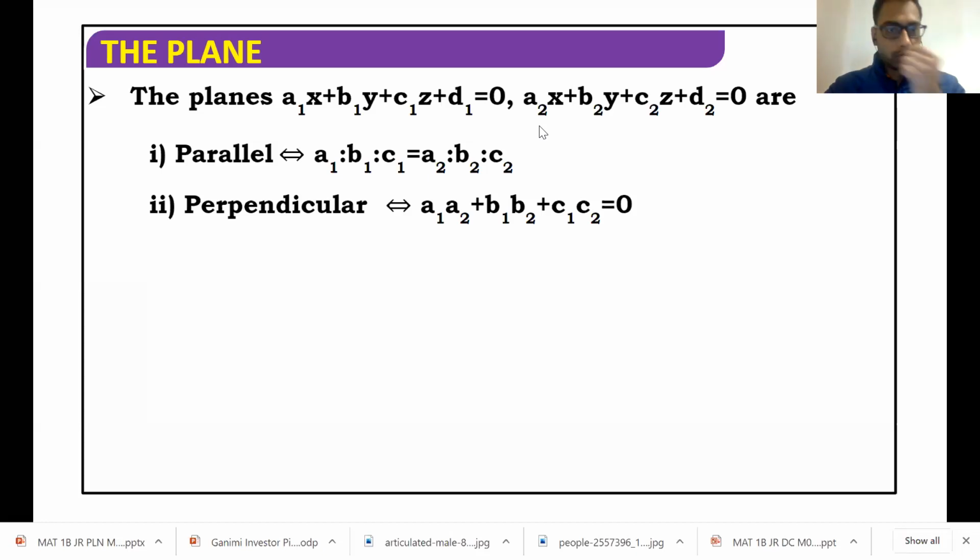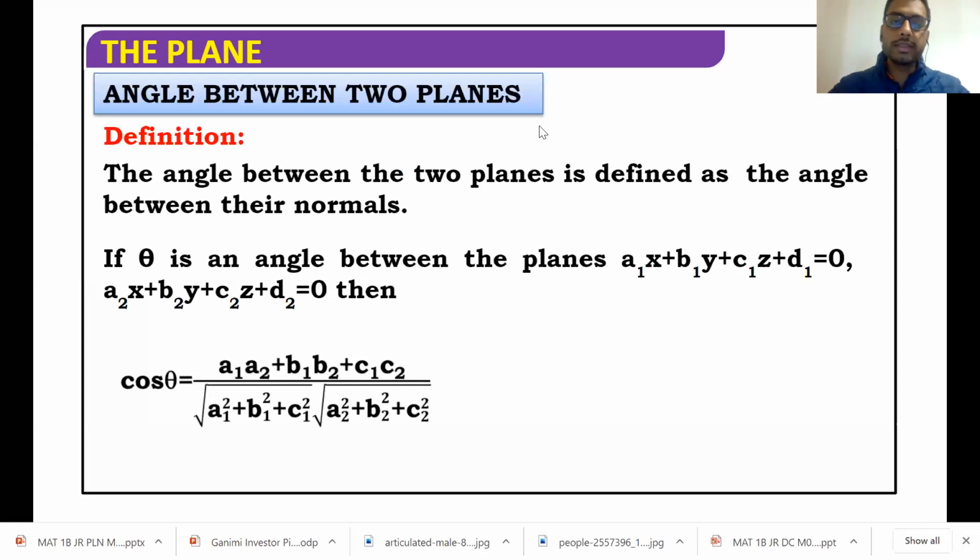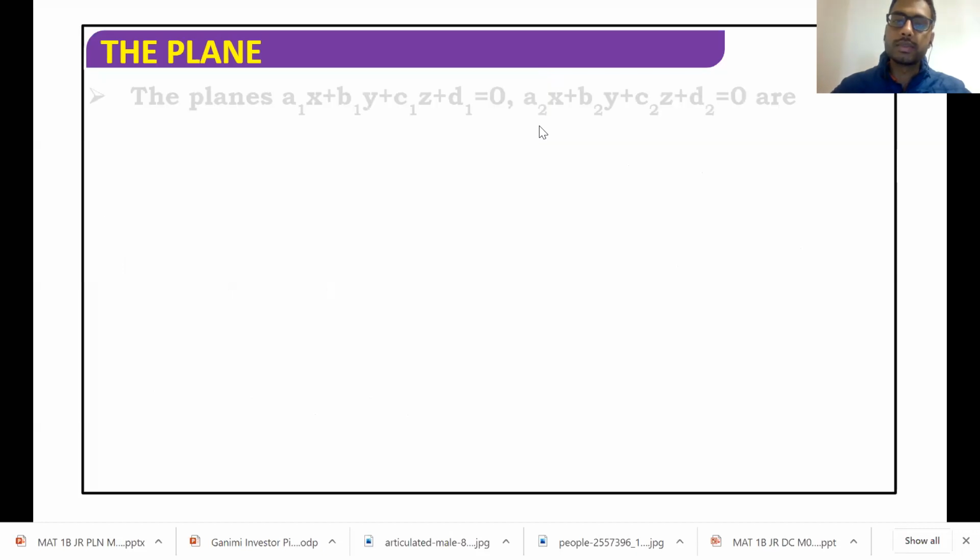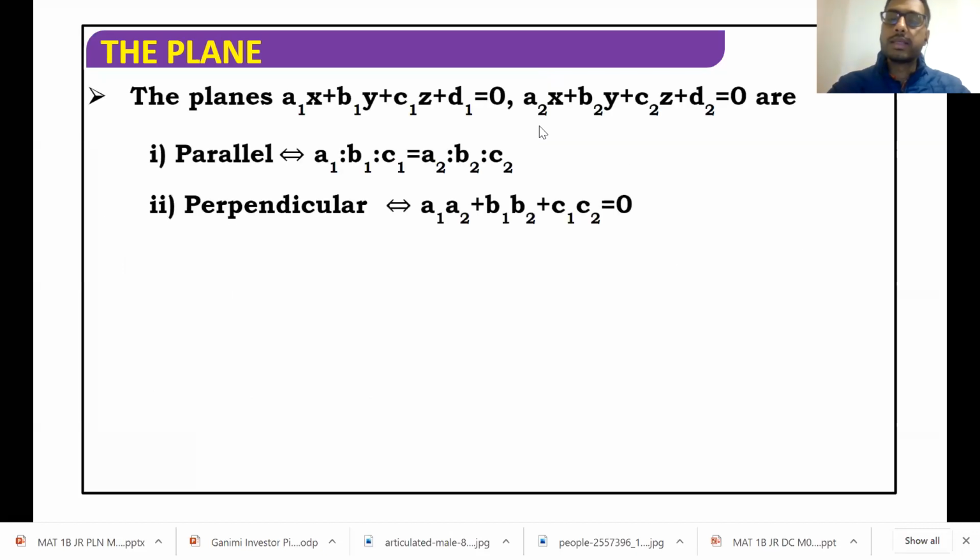Also, for the two planes to be perpendicular, I need the condition a1 a2 plus b1 b2 plus c1 c2 to be equal to 0. So where does this condition come from? We have seen the cos theta formula over here. Cos theta is a1 a2 plus b1 b2 plus c1 c2. If theta is substituted as 90 degrees, cos 90 would be 0. That would give the value of this term a1 a2 plus b1 b2 plus c1 c2 equal to 0. Similarly, conversely, if the value of this direction ratio multiplication is 0, then the two planes are going to be perpendicular.